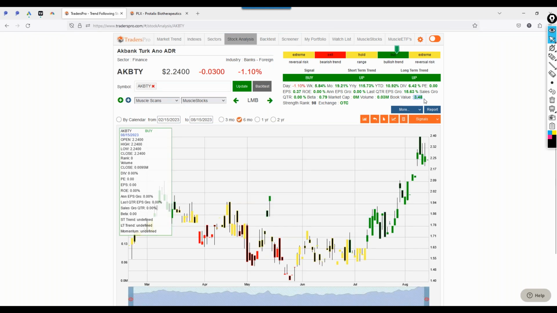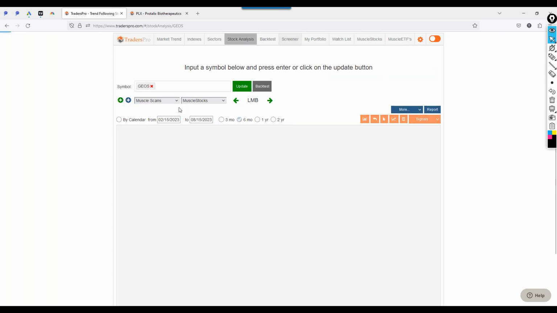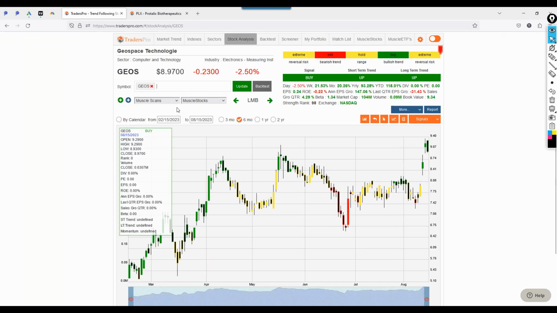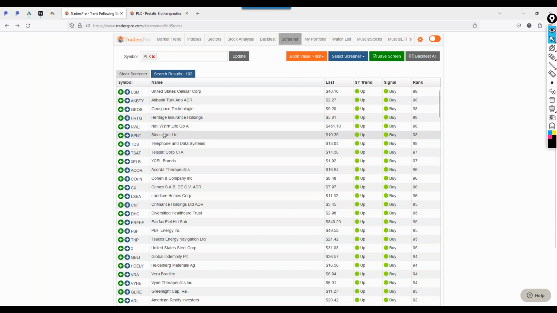Let's see, book value here is 340 and 224. Let's go to that next one. Some of these, book value here is 9 and it's right at 9, so fair value essentially there.